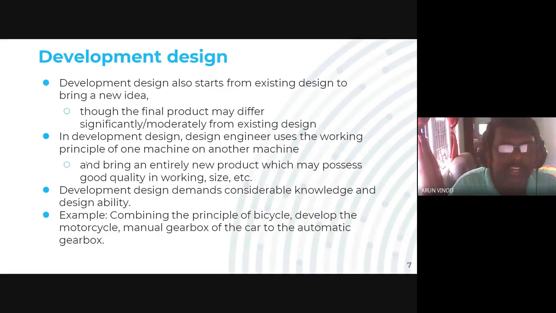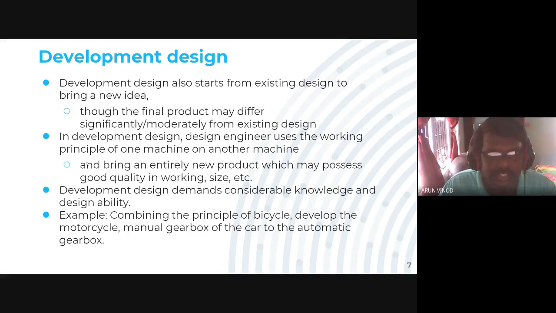Though the final product may differ significantly or moderately from the existing design. So sometimes the final product may differ significantly. You cannot compare the smartwatch with the normal watch. A normal watch will be showing the time, maybe the date, for example. But the smartwatch has everything, it is completely different. Okay. So the next point is, in development design, the design engineer uses the working principle of one machine to another machine.